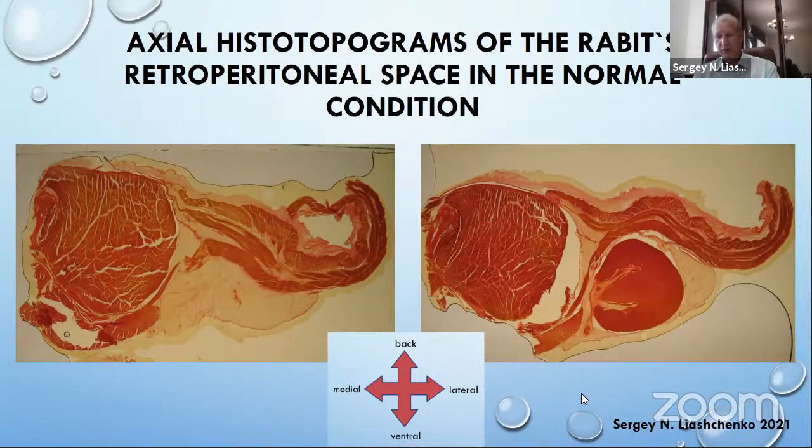After 3 and 6 months and after 1 year, the topography of the abdominal organs after operation doesn't change. And this situation is stable.